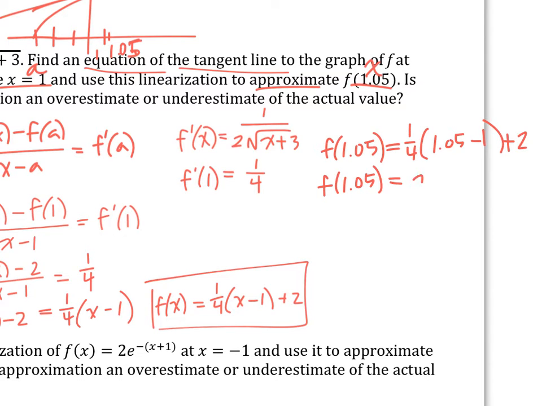Okay, if you didn't use a calculator, you would get 2 and 1 over 80. If you use a calculator, it would be 2.0125. Okay, so we said that the answer is an overestimate because it's going above the curve. So when the tangent line is above the curve, that means what concavity does my graph have? Down. It's concaving down. That's why my tangent line is above.